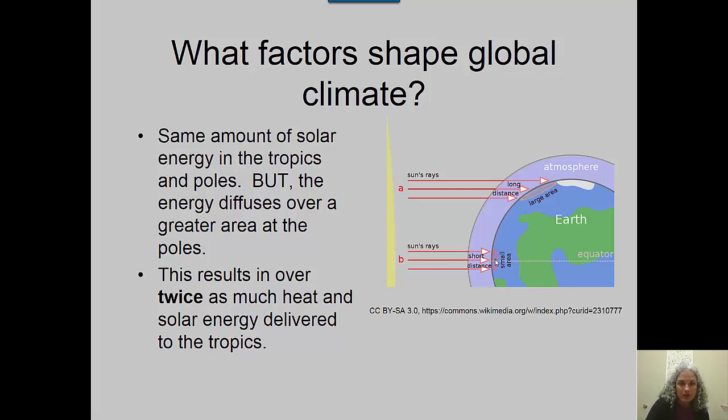So this results in over twice as much heat and solar energy being delivered to the land area at low latitudes on our planet compared to at the poles. So we've got seasonal differences in temperature, and we also have huge differences in the amount of heat and solar energy that's being delivered to the globe based on the position of the particular location. That energy and heat is going to be a lot more concentrated at low latitudes.